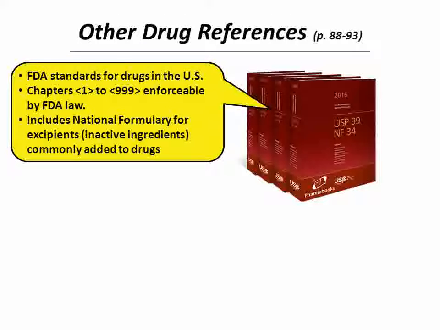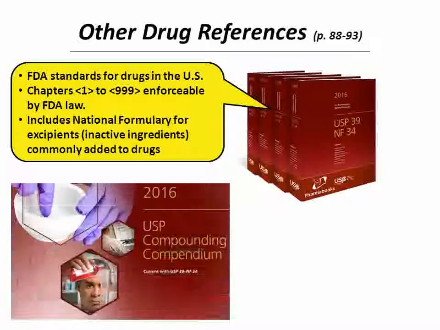These reference books also include a national formulary for excipients that are approved for use in the United States. An excipient is just an inactive ingredient that's added to a drug, maybe as a preservative or as a filler. But any excipient approved by the FDA is included in this national formulary.